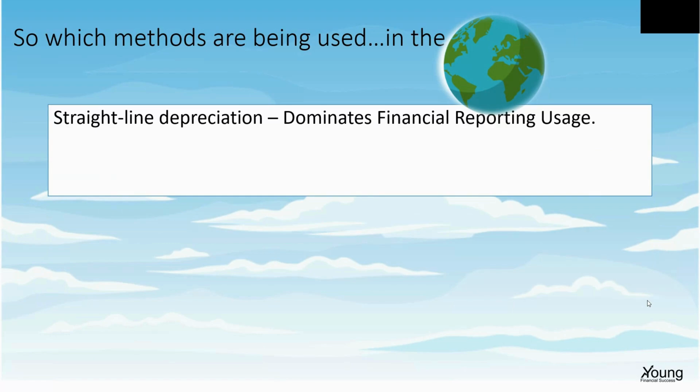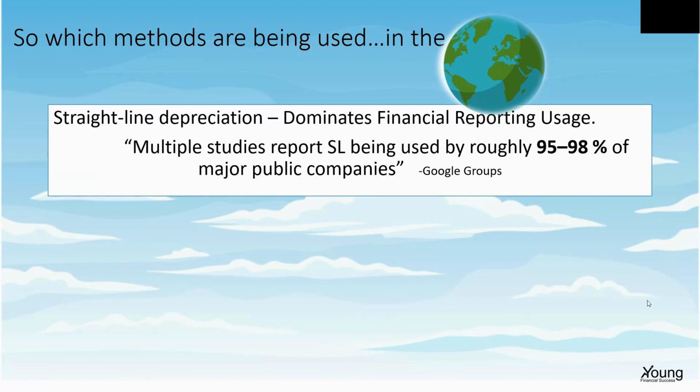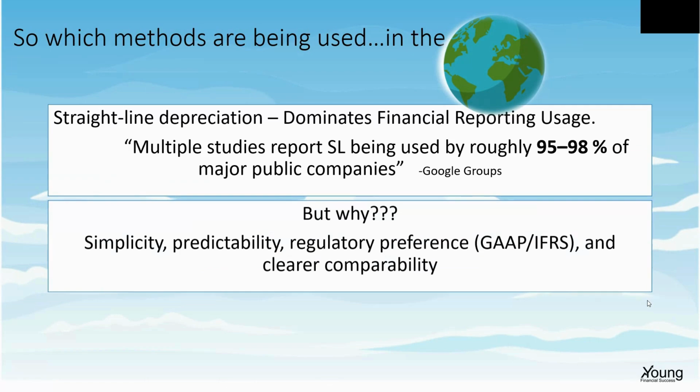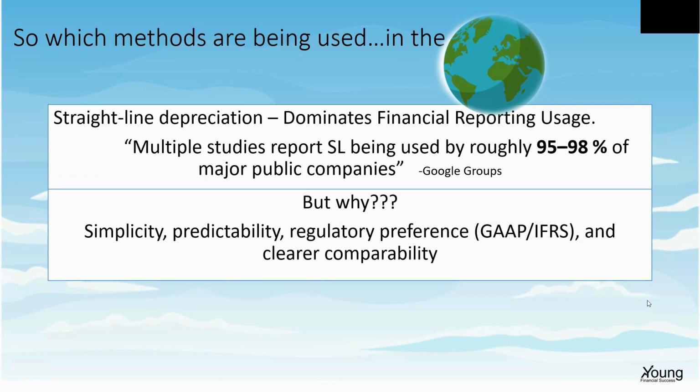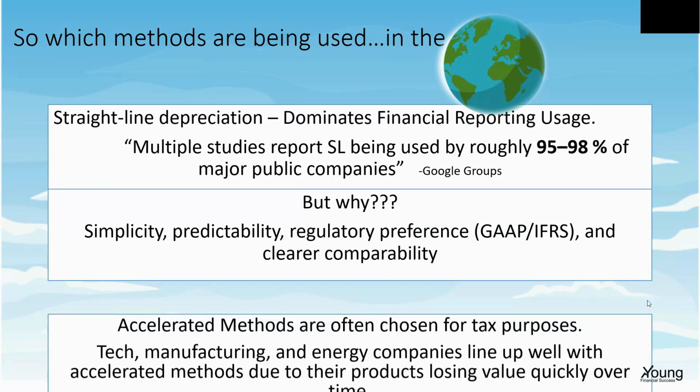Here we go. Straight line depreciation dominates financial reporting usage. Multiple studies report that straight line is being used by roughly 95 to 98% of major companies, and that's from a study done on Google Groups. Why is that? Because it is the simplest way, as you saw. We don't have to do any extra record keeping. It's predictable, we know how much the expense is going to be each year, GAAP and IFRS are happy with us using that, and it's clearer to compare.